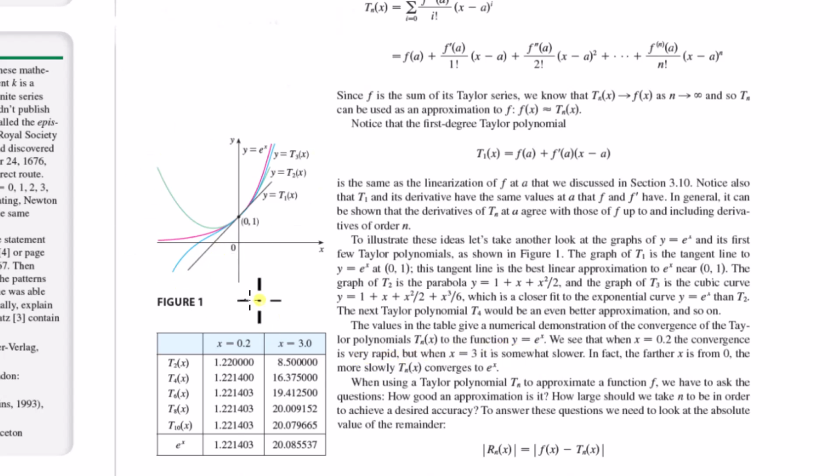So this table is about this here. We see that when x is equal to 0.2, the convergence is very rapid, but when x is equal to 3, it is somewhat slower. In fact, the farther x is from 0, the more slowly T sub n of x converges to e to the x. So we're talking about the Maclaurin series of e to the x. Well, Maclaurin polynomials, you could say.